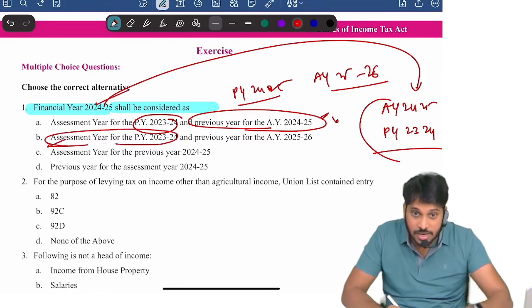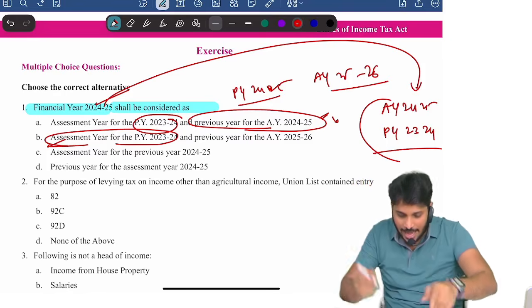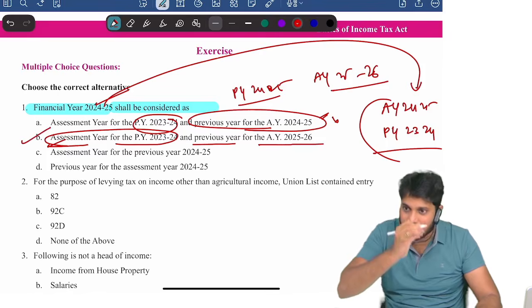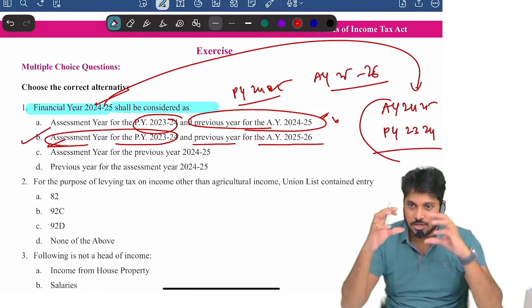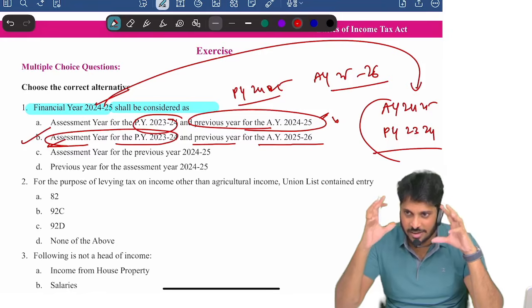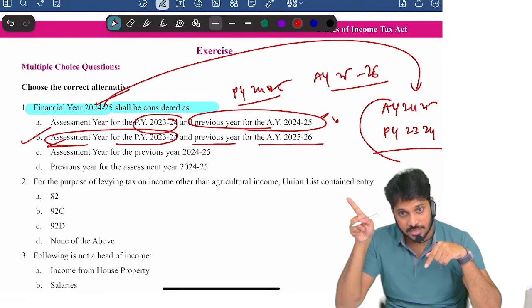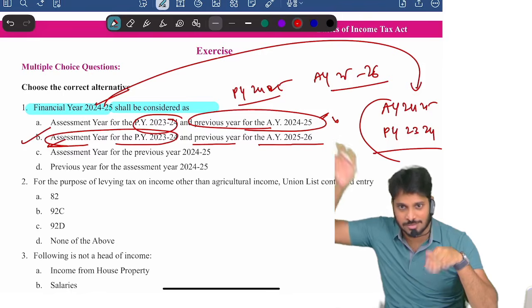Financial year 24-25 is assessment year for which previous year? 23-24. And previous year for assessment year 25-26. Perfect, B. Financial year 24-25 is assessment year for 23-24 previous year. Same 24-25 is previous year for assessment year 25-26. So that's why it is correct.